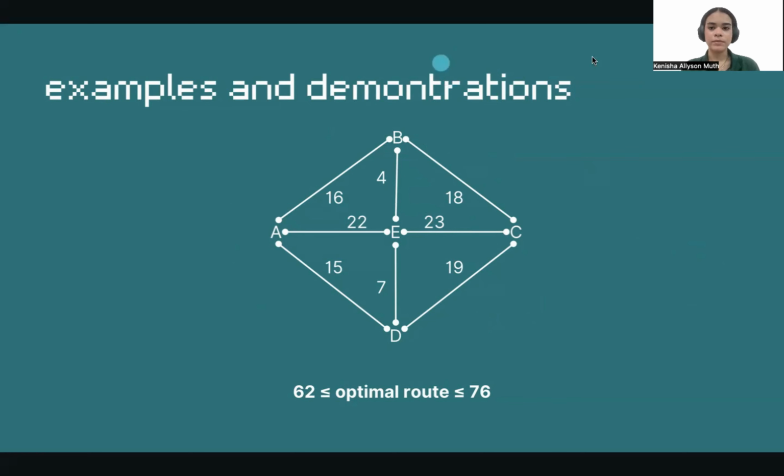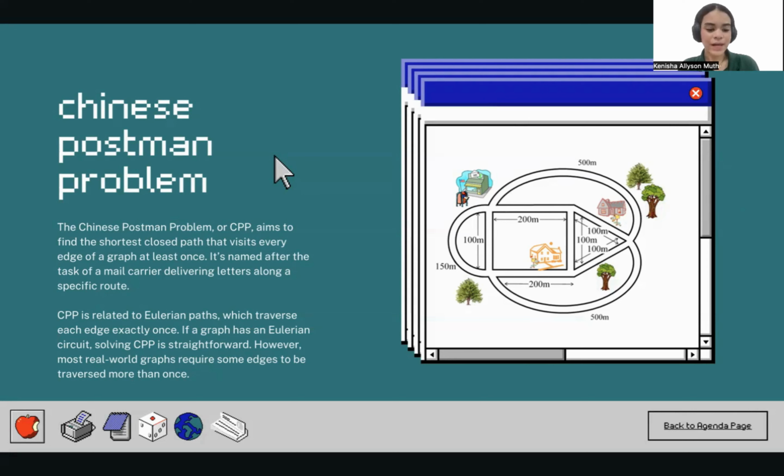The Chinese postman problem, or CPP, aims to find the shortest closed path that visits every edge of a graph at least once. It's named after the task of a mail carrier delivering letters along a specific route. CPP is related to Eulerian paths, which traverse each edge exactly once. If a graph has a Eulerian circuit, solving CPP is straightforward.